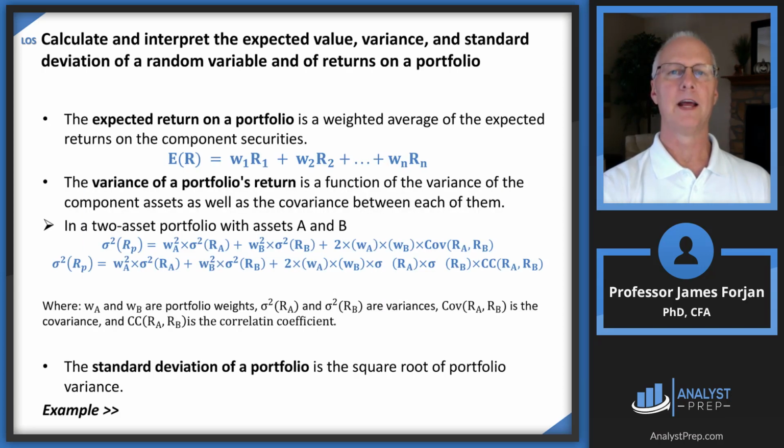All right, on to the next LOS. Calculate the return and the variance of a portfolio. Now, you've got lots and lots of formulas to memorize, but this one shouldn't be too bad. The expected return on a portfolio is just a weighted average. We've done that several times so far. But the variance of the portfolio is going to be a little bit different. We're going to have to take the weights and square them. We're going to have to take the standard deviations and square them. And then we're going to have to consider the covariance.